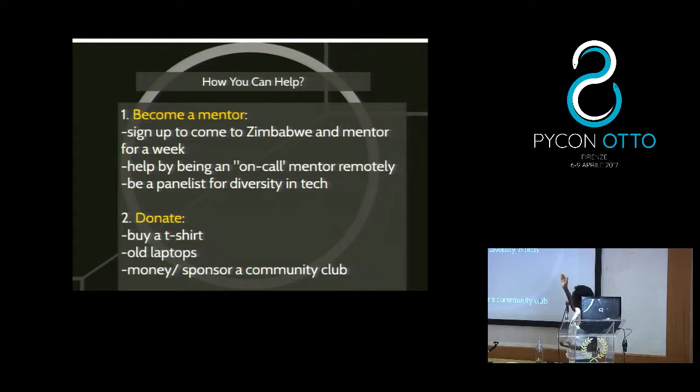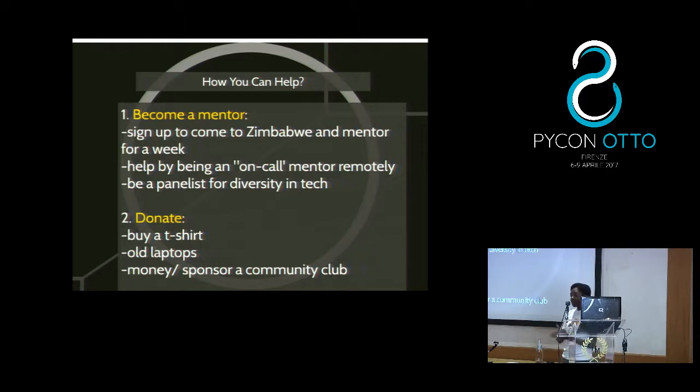So an option is for you to sign up to come to Zimbabwe as a mentor directly for a week. We're really working hard to try and get partners to be able to pay for people to come to Zimbabwe for Mentorship Week. We're still in the process of that, but if you would like to come, definitely reach out.